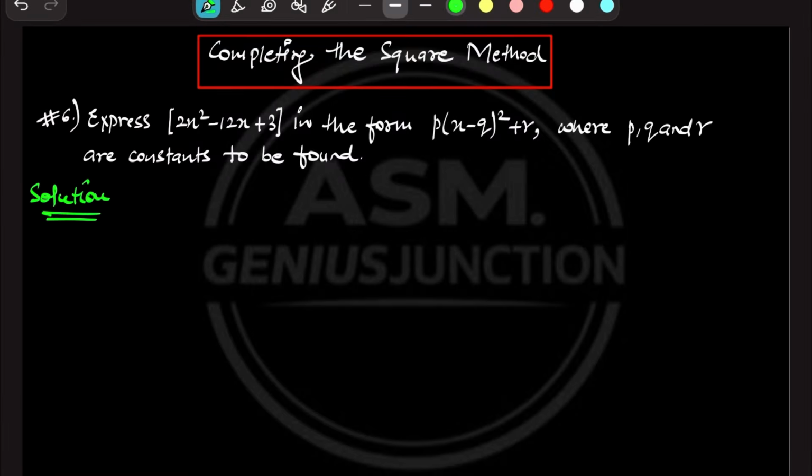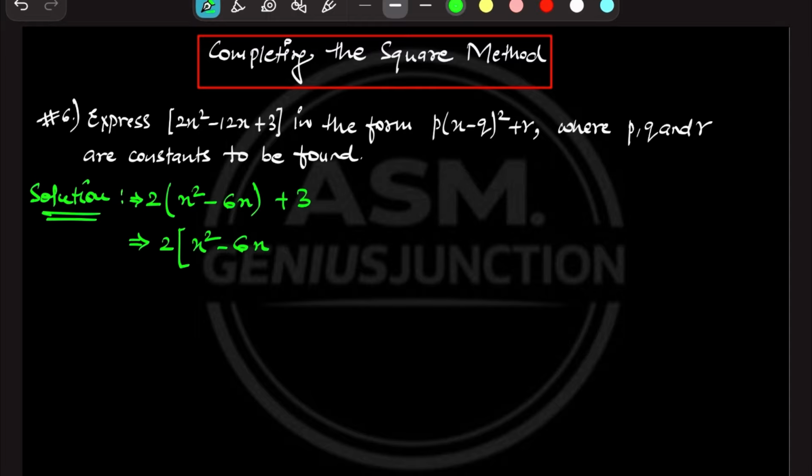You observe carefully. It is 2, which is the coefficient of x square. So the first step when we are doing a question of whole square concept is to take out this 2 common. When I take this 2 common from the first two terms, I'm going to get x square minus 6x. Keep this plus 3 outside. Now we need to make a whole square in the bracket. So this is x square minus 6x.